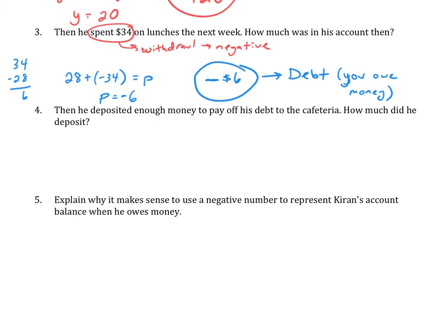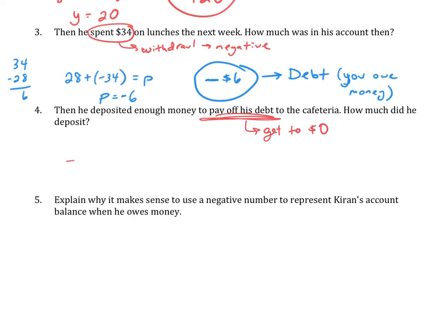So now, Kieran is at negative $6 in his account. It says that he then deposited enough money to pay off his debt to the cafeteria. How much did he deposit? So if he's paying off his debt, that means he wants to reach a point where it has $0. So we need to get to $0.